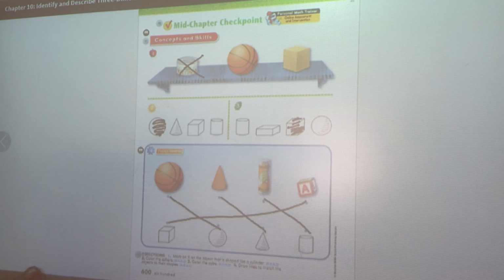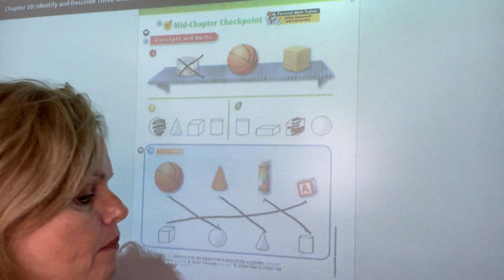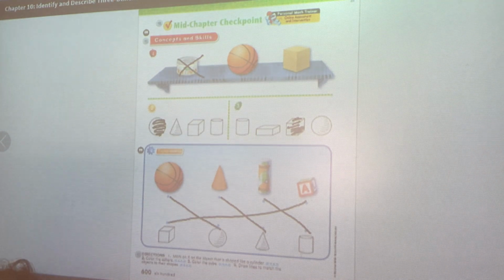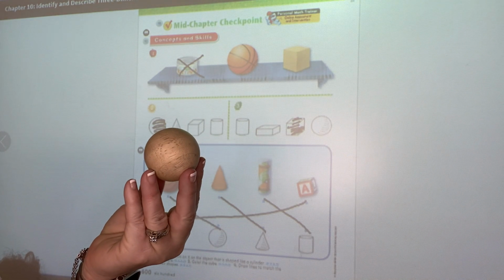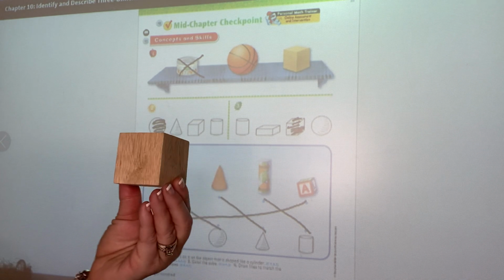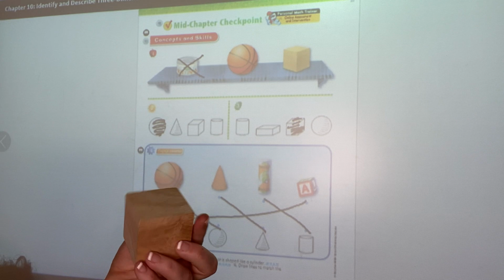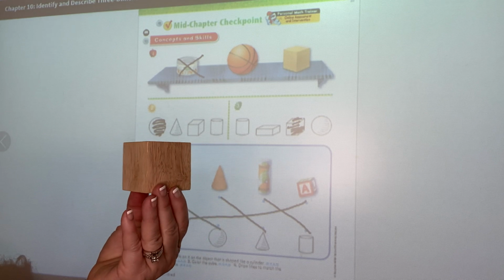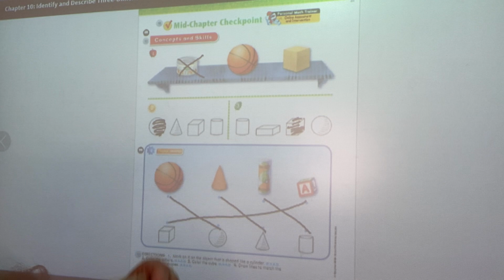We are halfway through Chapter 10 with all of our 3-dimensional shapes. Let's review a couple of them that we've gone over so far. What was this first one we learned about? Do you remember? A sphere. And how about this one? The 6 sides and 6 vertices, that is a cube.